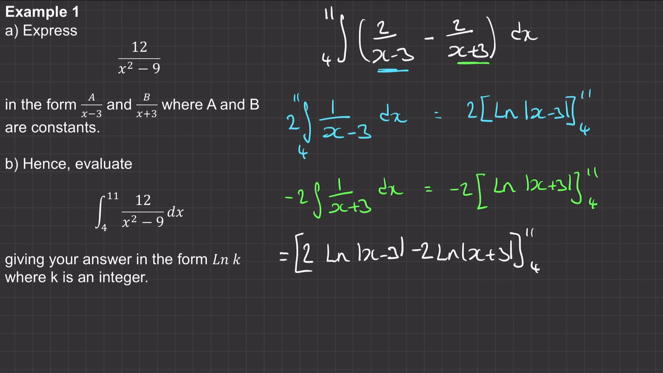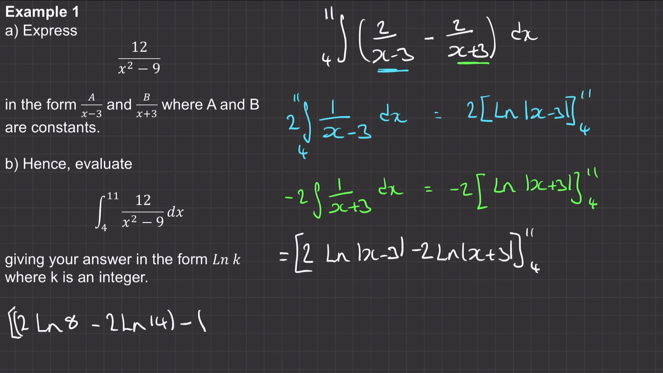So I'll substitute in our limits. So we've got 2 lots of ln, then we've got 11 minus 3, which is 8, minus 2 times the natural log. We've got 14 here, 11 plus 3 is 14. So we'll have ln of 14.